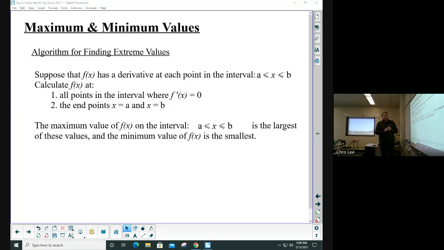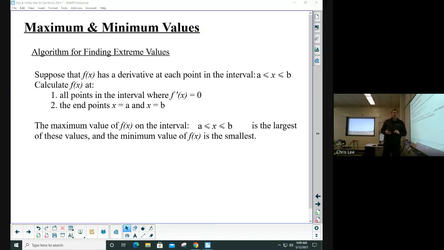So you're also going to plug in the endpoints A and B, plug those into the original, again, because we want to know how high or low it's going, not the derivative. The derivative would tell us the slope of the tangent at those spots. That's not what we want. We want to know the value. And so the maximum of all of those things that you test, the largest one is obviously the maximum value, and the lowest is the minimum.